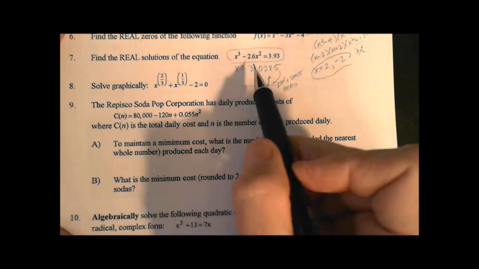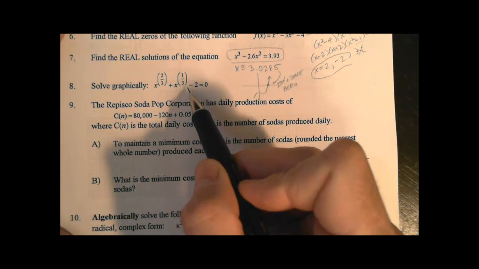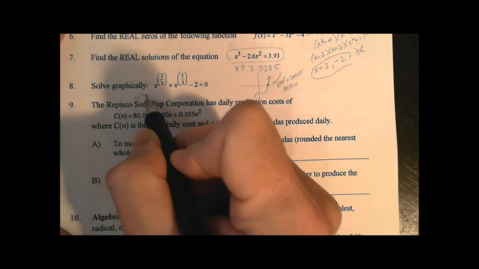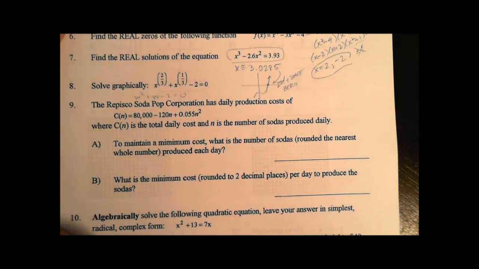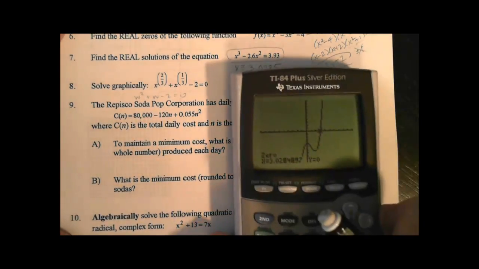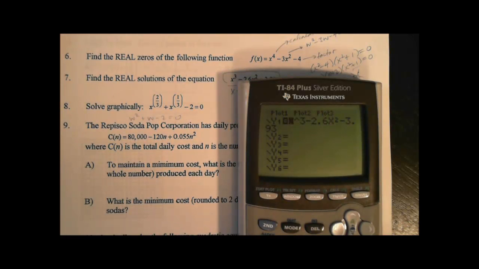Interestingly enough, this one can't be solved algebraically without some work, whereas this one can be solved algebraically fairly easily. You might check that w squared plus w minus 2 equals 0 captures the form of this, but we just want to solve this graphically. So, and again, instructions. All right, so we're going to type in x raised to the 2/3 plus x raised to the 1/3 minus 2, and Zoom 6.